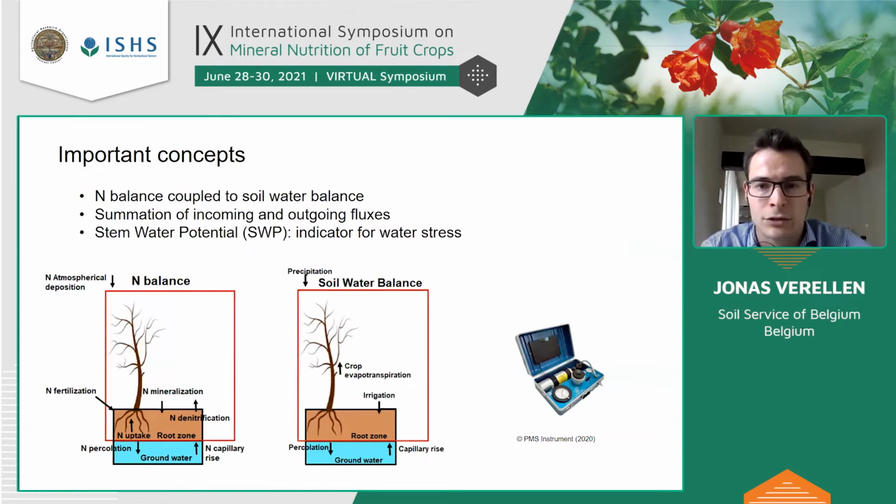First of all, I will introduce some important concepts which were used to carry out this research. The first important concept is a nitrogen balance. This is a summation of all incoming and outgoing fluxes which determine the nitrogen content in the root zone of a pear orchard. Examples of incoming fluxes of nitrogen are nitrogen from atmospheric deposition, nitrogen from fertilization, and nitrogen from mineralization. Mineralization is a process by which organic matter is decomposed by microorganisms and mineral nitrogen is set free.